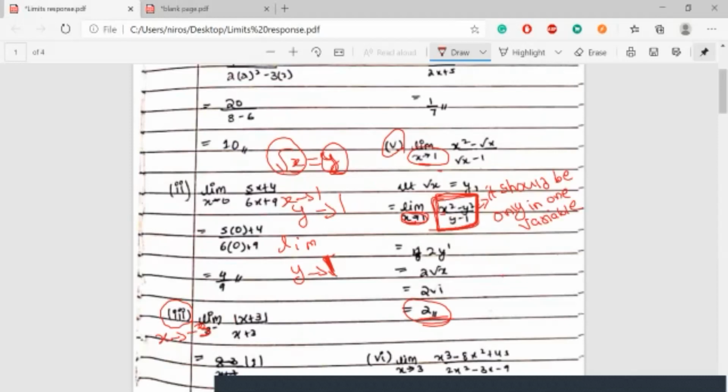No need of this one. We are not considering this answer. The only thing you have to know is, if you are calculating any limits, all should be in one variable. There should not be a combination of variables x and y. Because you took root x equal to y, so all should be in y itself.